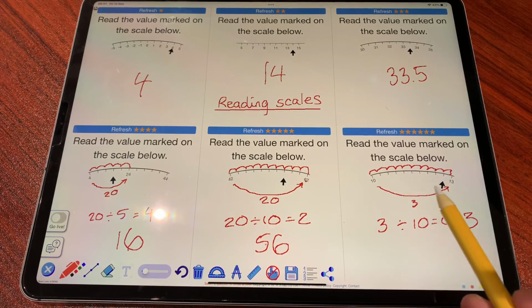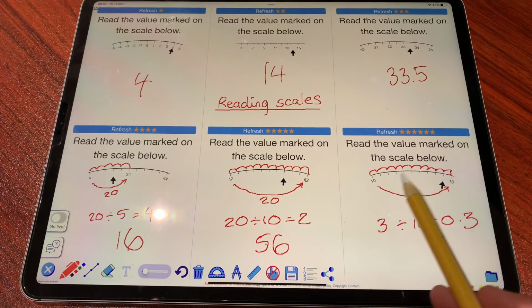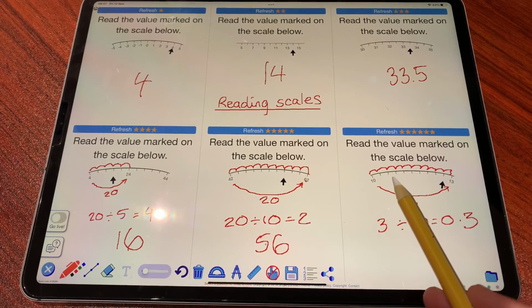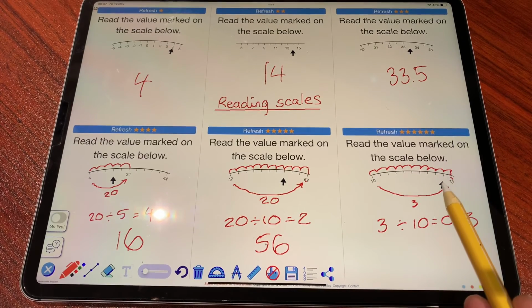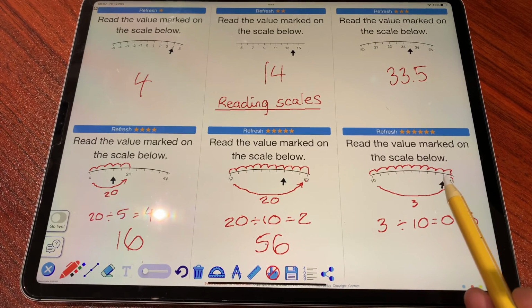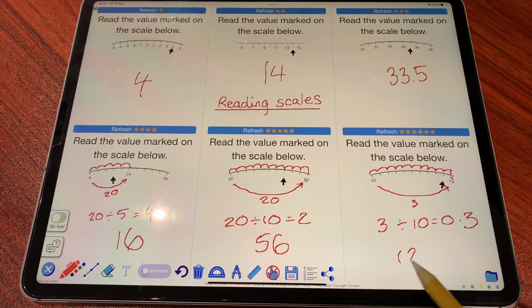So I'm going to follow a slightly easier process this time. Rather than counting up by 0.3 from the left hand side, I'm going to start on the right and take them away. 13 take away 0.3 is 12.7.